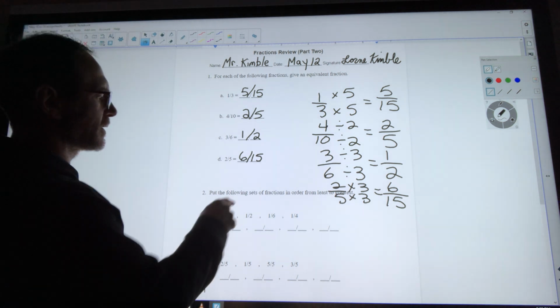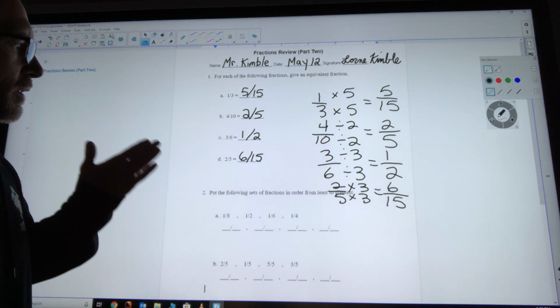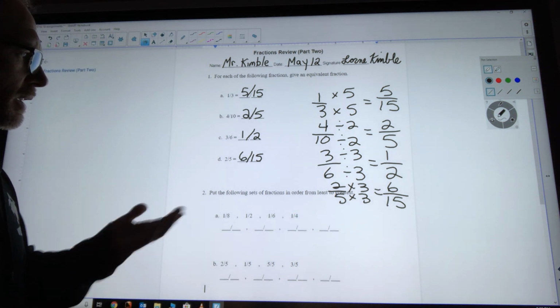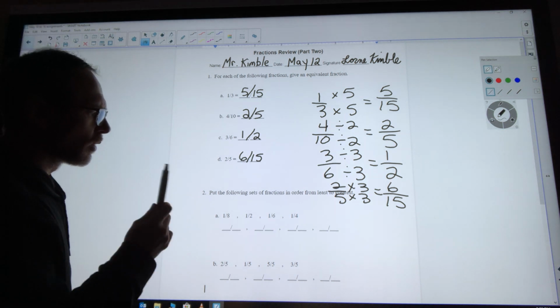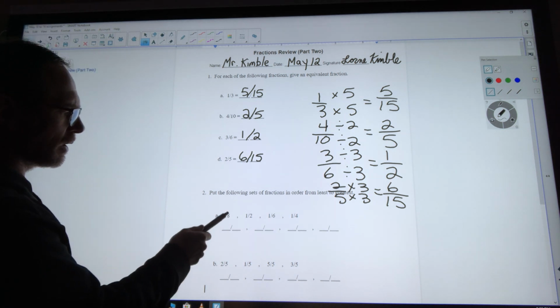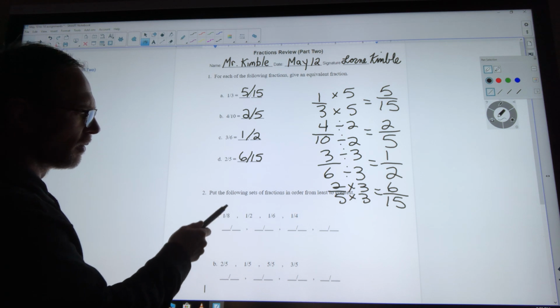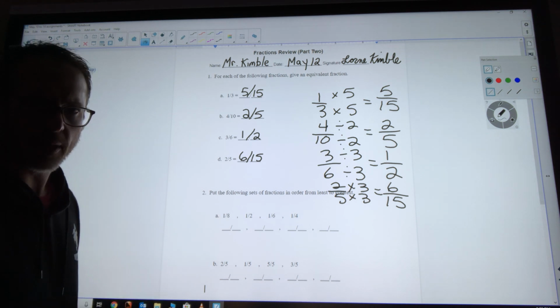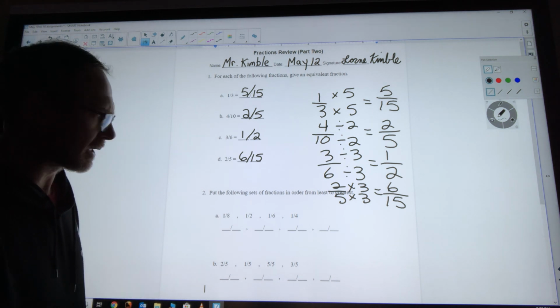We have some sets here. I wanted you to go with the smallest to the largest, the least to greatest. So one thing we had talked about is when you're looking at the denominator, the bigger the number in the denominator, the more pieces it's been cut into.